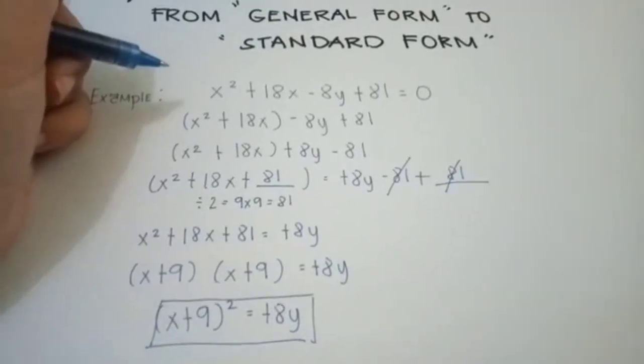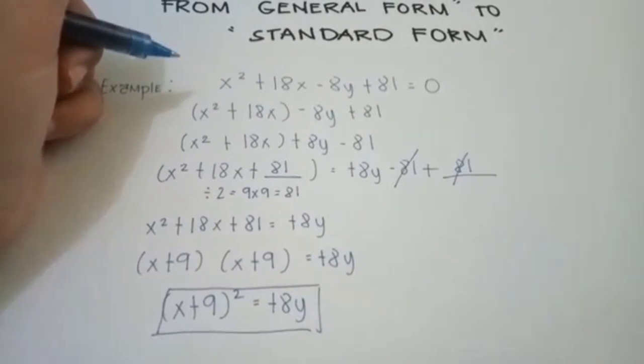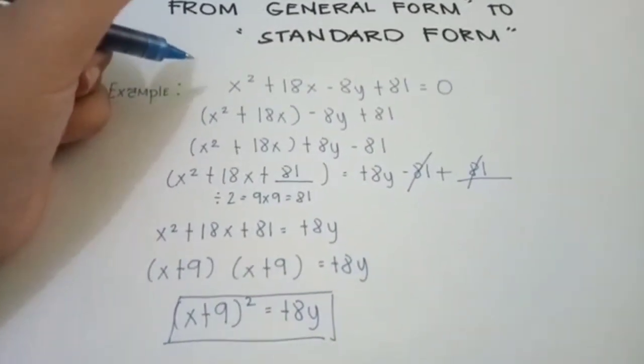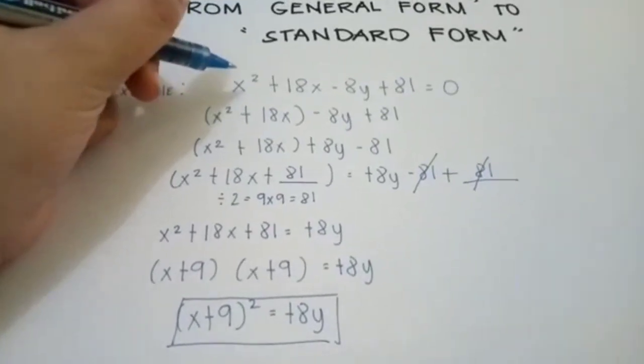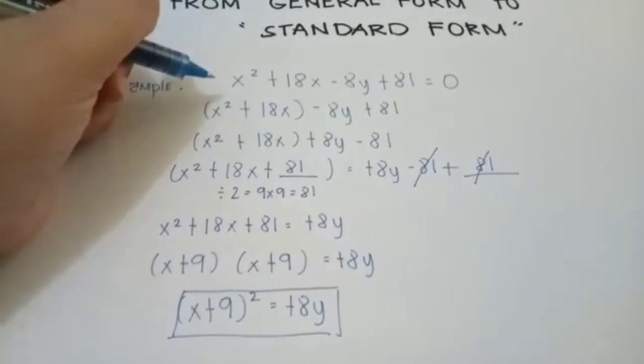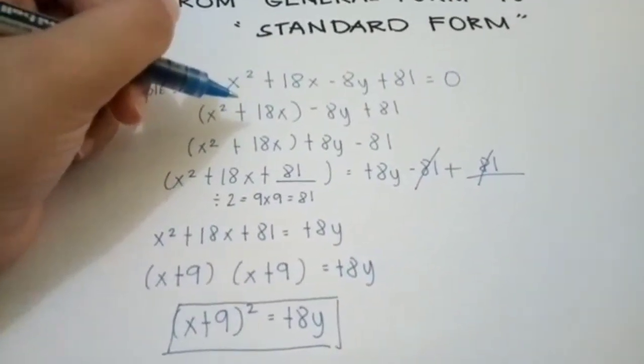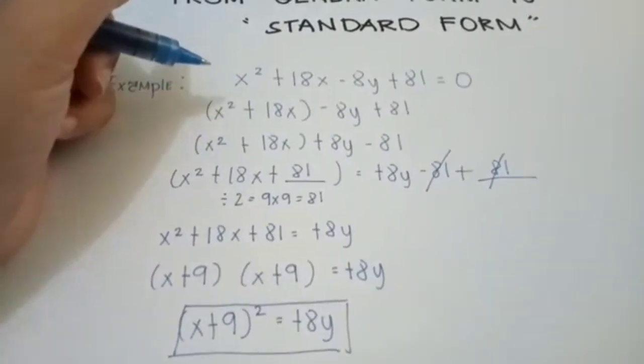Example number 1. X squared plus 18x minus 8y plus 81 equals 0. How do I solve the example number 1? First step is group the terms with the same variable. X squared plus 18x have the same variable. So you need to group it and bring down the remaining terms, the negative 8y plus 81.